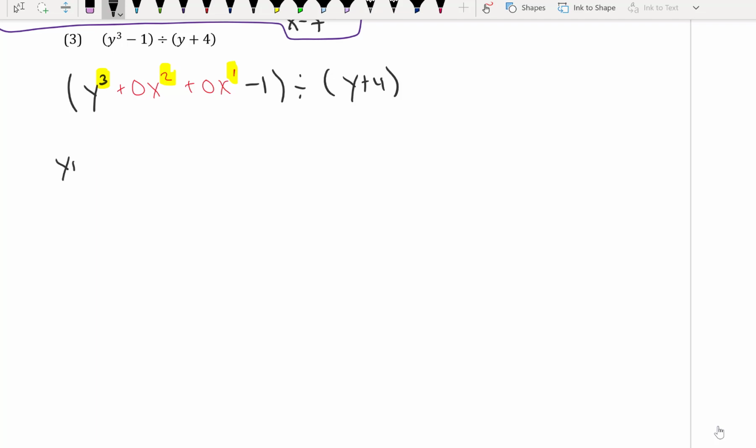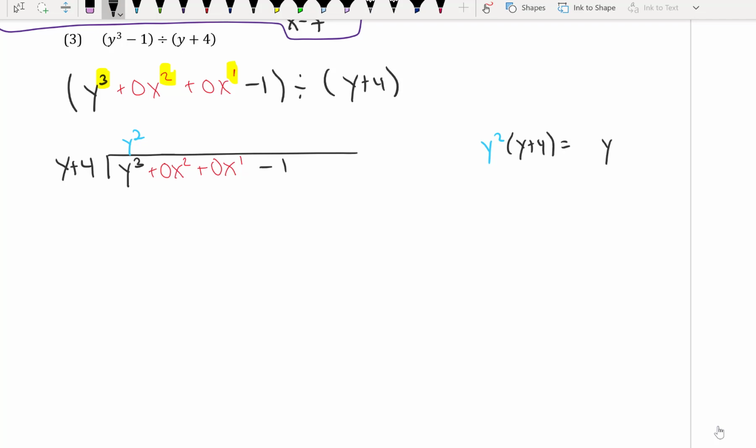So when I rewrite this, the y plus 4 was the denominator. So on the inside, I have my y cubed, 0y squared, 0y to the 1, and minus 1. So I'm going to do my division. So I'm going to have a y squared here. So this is my scratch work. Y squared times my y plus 4. I end up getting y to the 3 plus 4y squared.